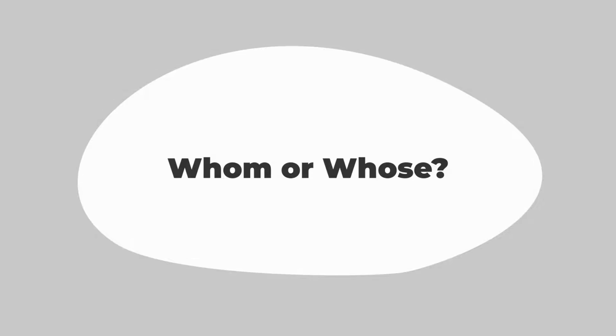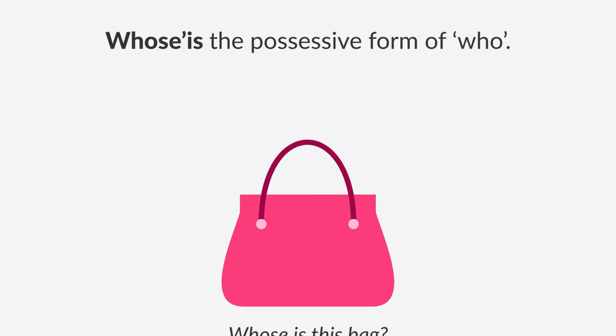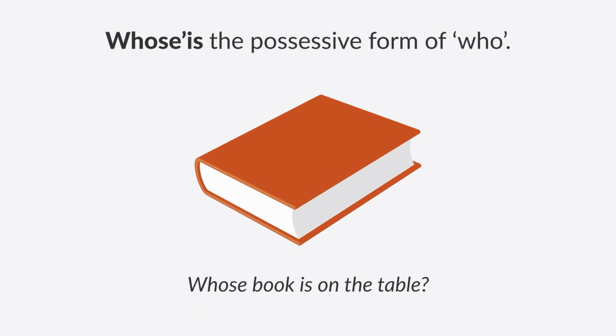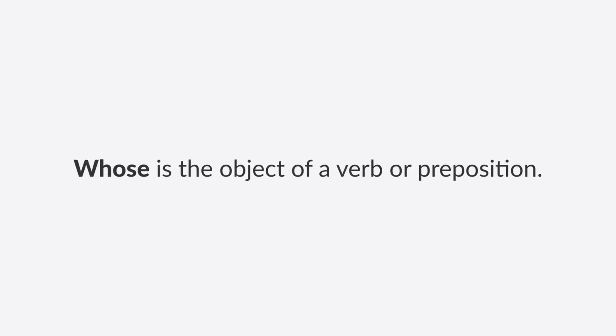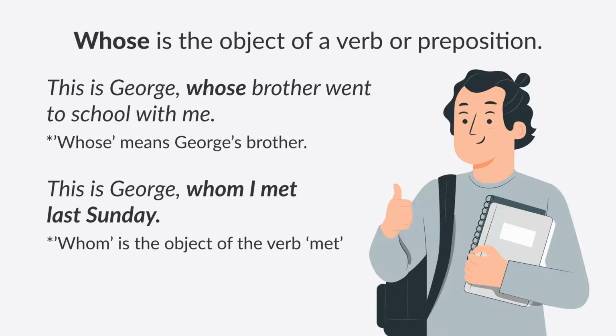Whom or whose, which to use? Whose is the possessive form of who and is used especially when talking about which person owns something. Here are the examples. Whose is this bag? Whose book is on the table? Whom is the object of a verb or preposition. Compare the sentences. This is George, whose brother went to school with me. Whose means George's brother. This is George, whom I met last Saturday. Whom is the object of the verb met.